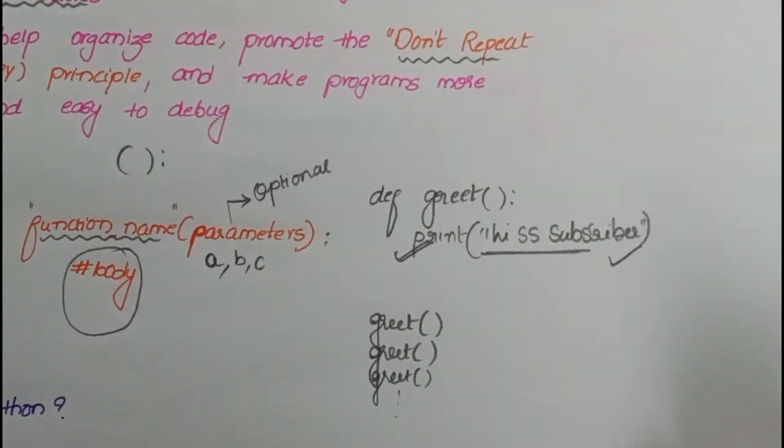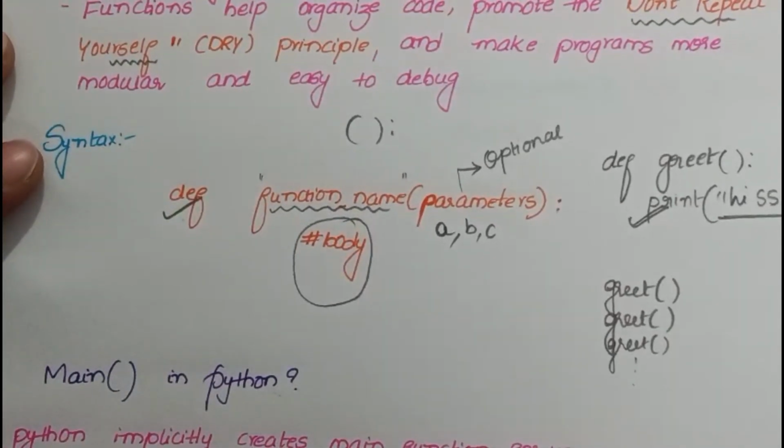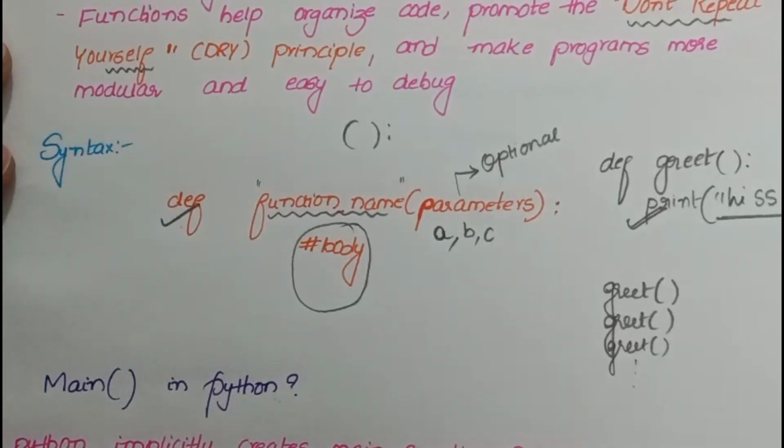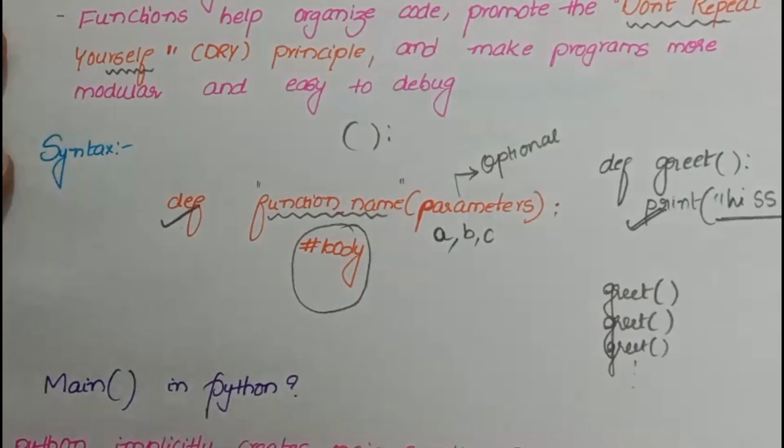Now, let's think about something interesting. In languages like C, C++, or Java, every program starts execution from a main function. Correct, right? Every program execution starts from a main function. So the question is, does Python also have a main function? In Python, there is no explicitly defined main function like in many other programming languages. Python implicitly treats certain code as the main part of the program.